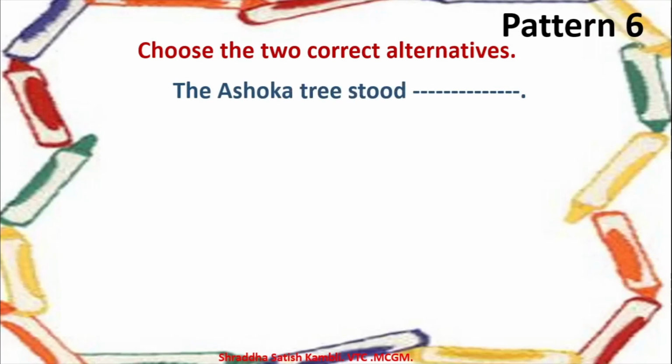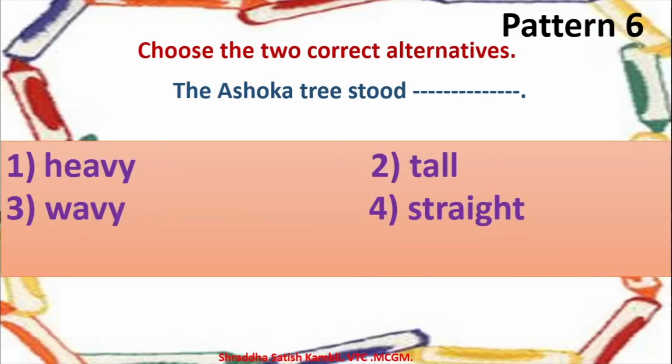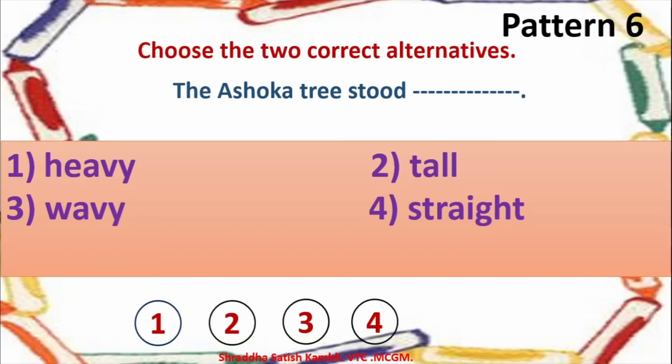So see here, the Ashoka tree stood dash. Okay, so could it be the Ashoka tree stood heavy, the Ashoka tree stood tall, the Ashoka tree stood wavy, or it stood straight? So how could you describe the posture or the poise of the Ashoka tree? So you could say the Ashoka tree stood tall and straight. Okay, so this was example 2.